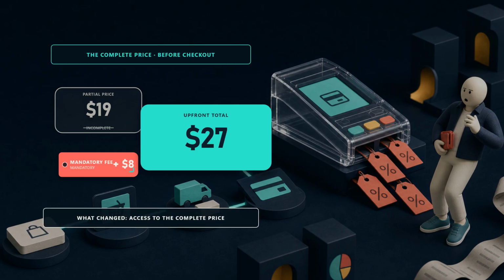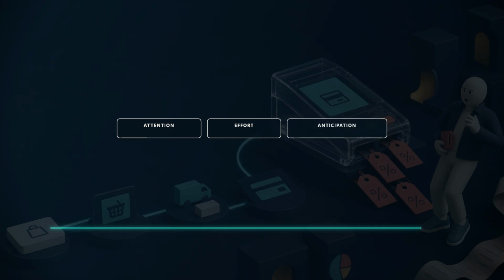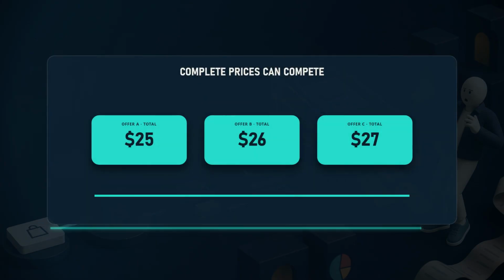The first number attracted the comparison. The later number inherited the attention, effort, and anticipation already invested in the choice. That is the design hidden inside the fee. A complete price may still be high, but at least it can compete honestly.